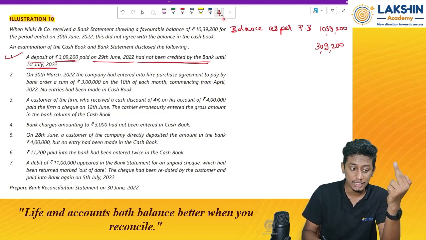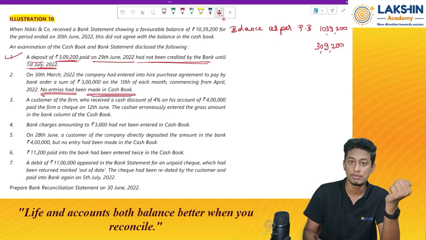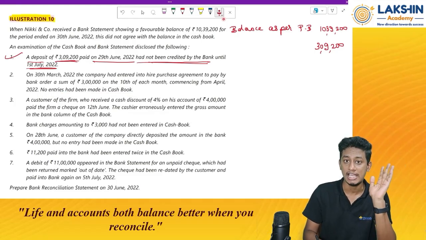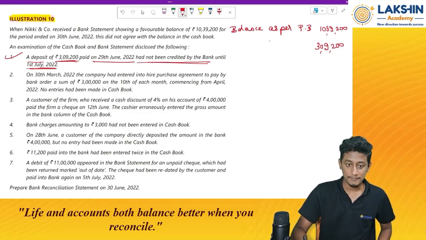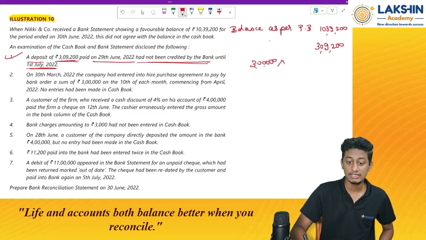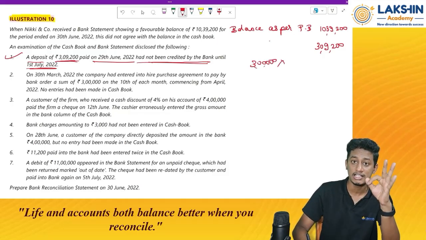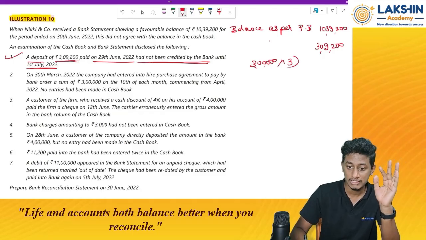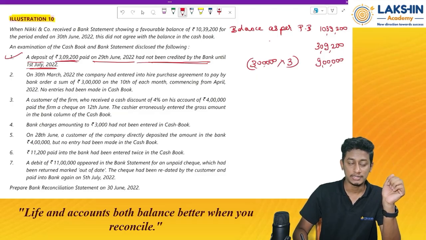But have I entered it? No. No entries had been made in the cash book. So there is no entry passed in the cash book. Right. So this time, how much is the amount? 3 lakh into 3, because there were 3 installments paid, but I have not done the bank reconciliation till now. Because of this, for 3 months I had to make an entry now. 3 3s are 9, so 9 lakh rupees.